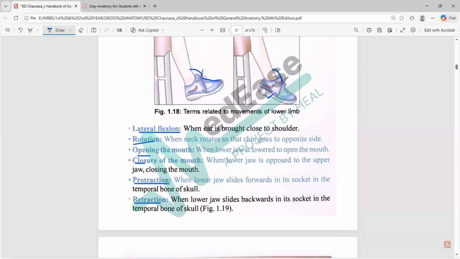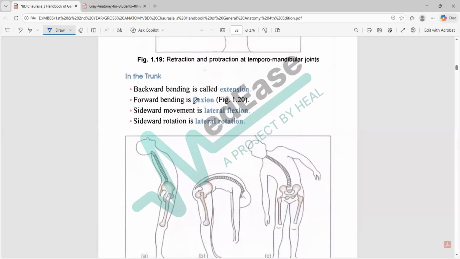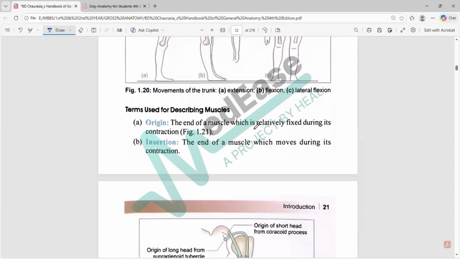Now, when we talk about the trunk, we have the same basic movements. The forward bending movement is flexion. The backward bending is extension. The sideways movement is lateral flexion, which we have discussed previously. And then when we rotate on either side, we have the lateral rotation.